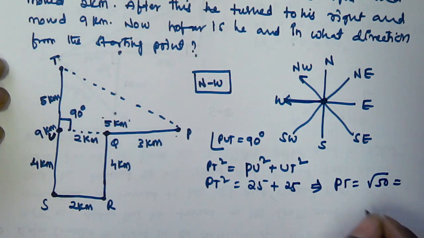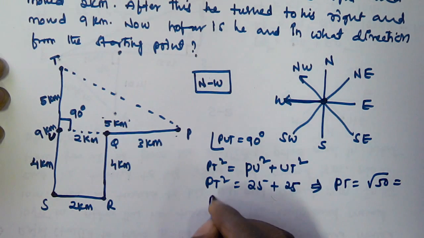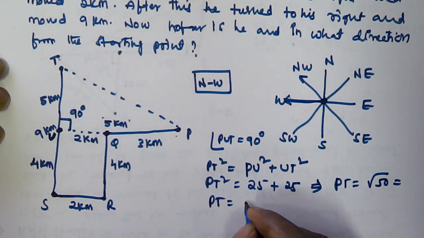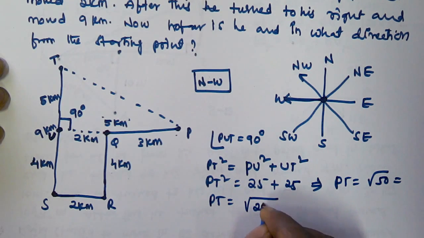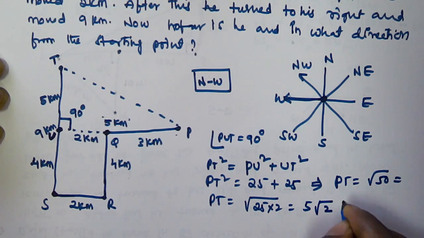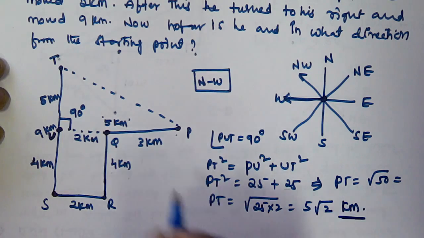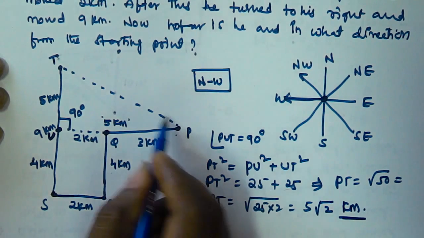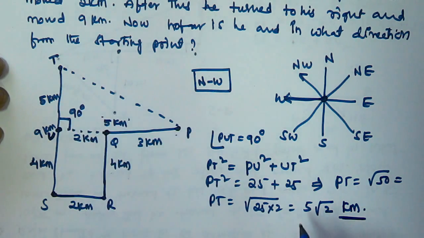PT is equal to root of 50, which can be written as 25 into 2. So if you bring 25 outside the root, it is going to be equal to 5 root 2 kilometers. Okay, 5 root 2 kilometers. So that means Rajni is in the northwest direction at a distance of 5 root 2 kilometers.